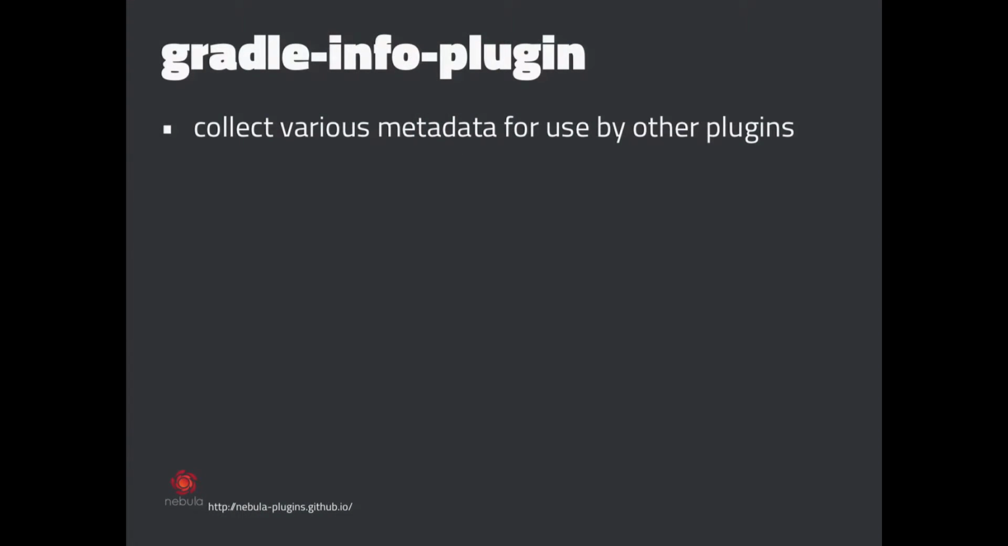And there's the Gradle info plugin. This lets us collect various metadata and use it in the other plugins. So the publishing plugin will take the data from there, put it into the POM or the Ivy. Metrics uses the info plugin for its source of truth.